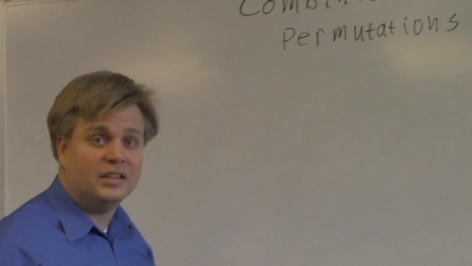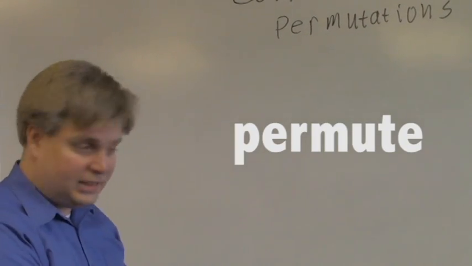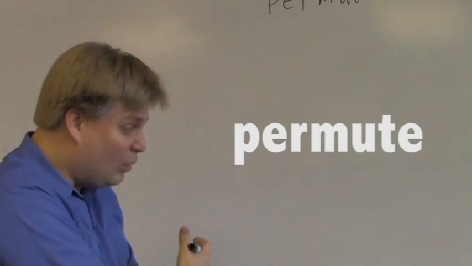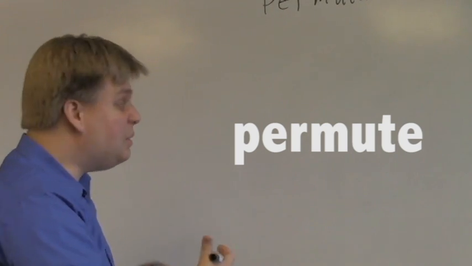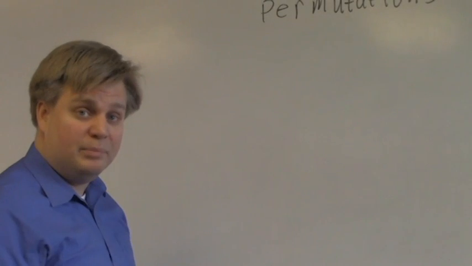Okay, so permutations, that's a word that comes from the word permute. So if you have several objects in a certain order, you can permute them in a way that will change their order. And so we basically want to know how many ways we can order a certain number of objects.